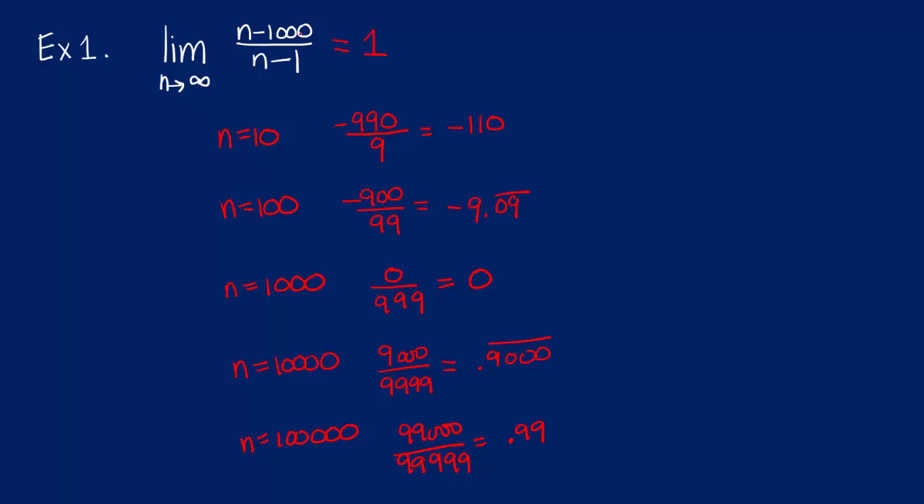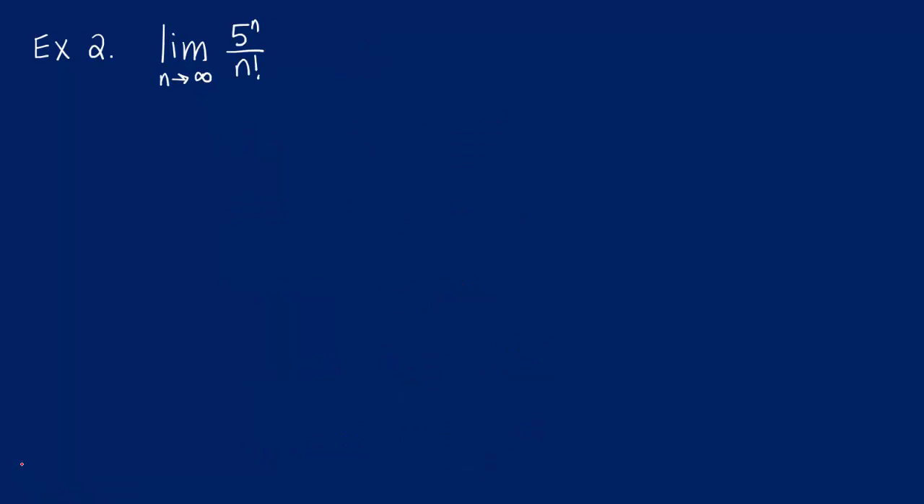Okay, so this was an example. We know that the EBA was 1. So I know that as n goes to infinity, this graph approaches that. Now let's look at an example that is not a rational function. That is absolutely not a rational function.